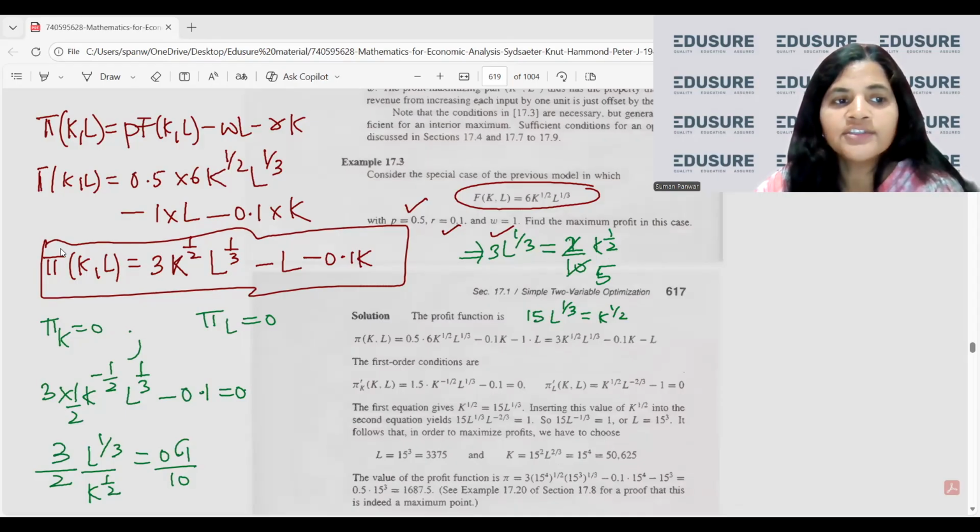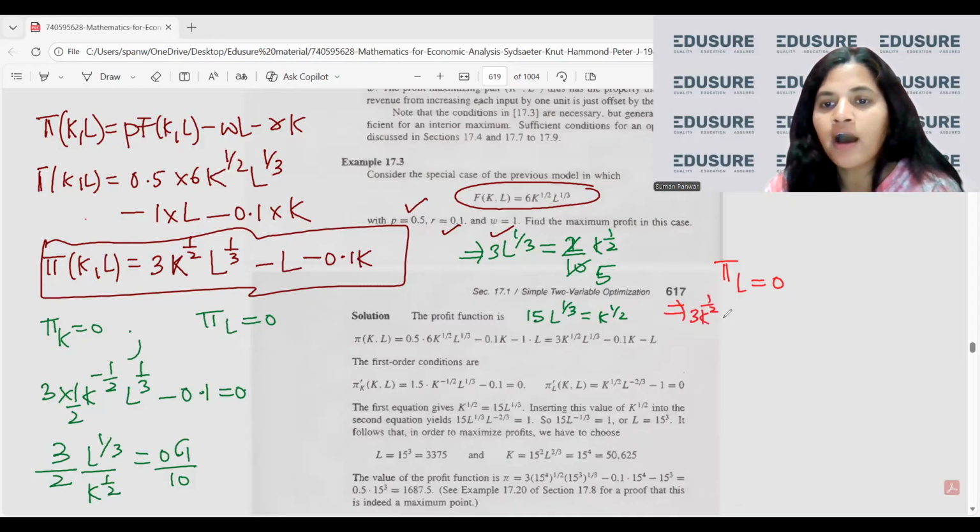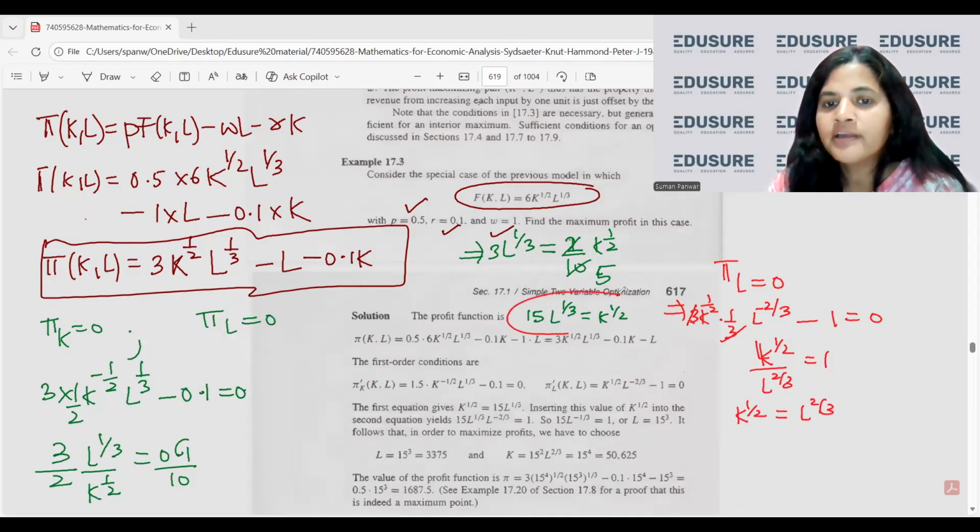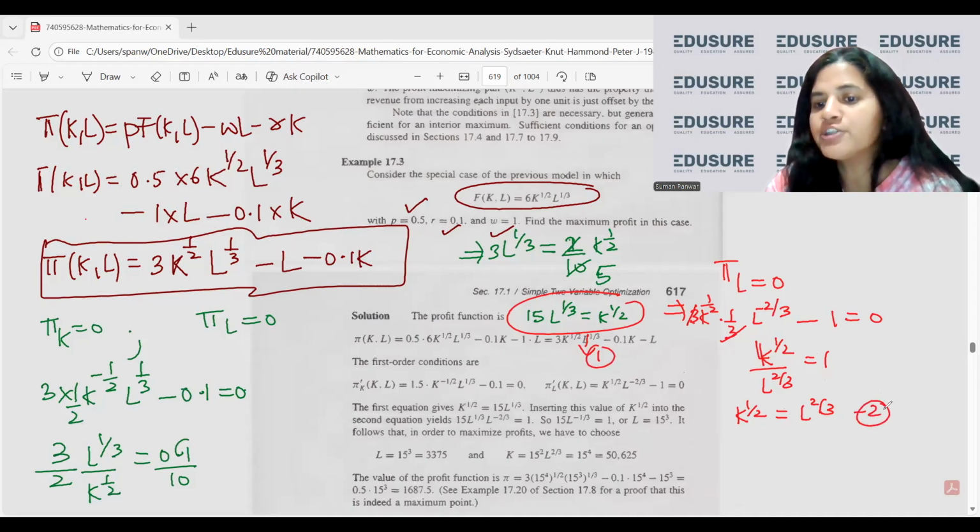Okay, so let's go to the second one now. Pi L equals 0. So what is pi L? Pi L is now going to be 3 K power half into 1 by 3 L power minus 2 by 3, minus 1 equals 0. So 3 and 3 cancel. K power half divided by L power 2 by 3 equals 1. So K power half is equal to L power 2 by 3. This is my equation number 1 and this is my equation number 2.